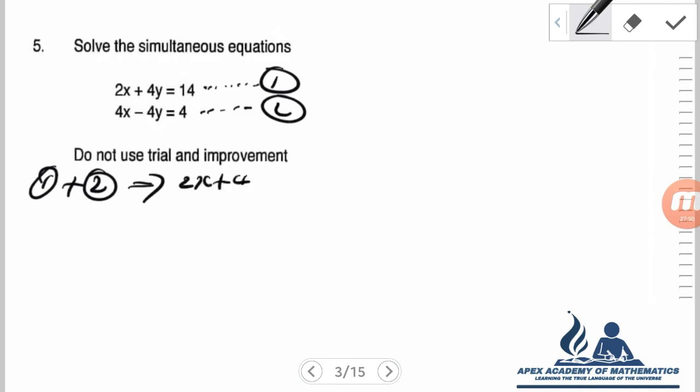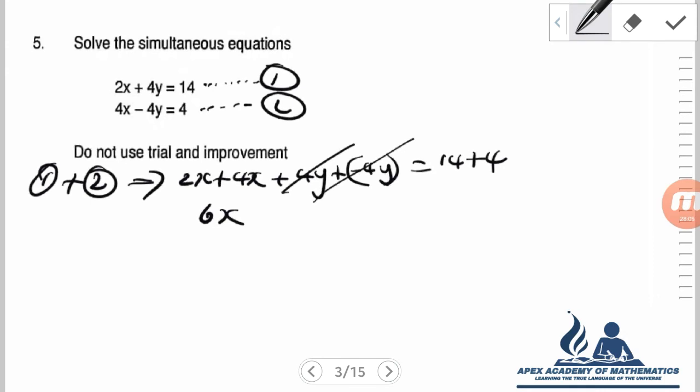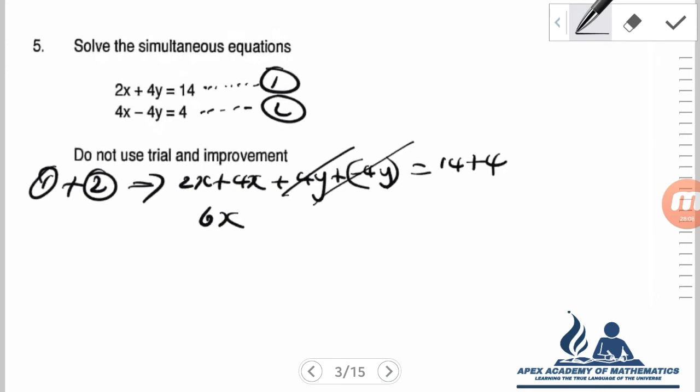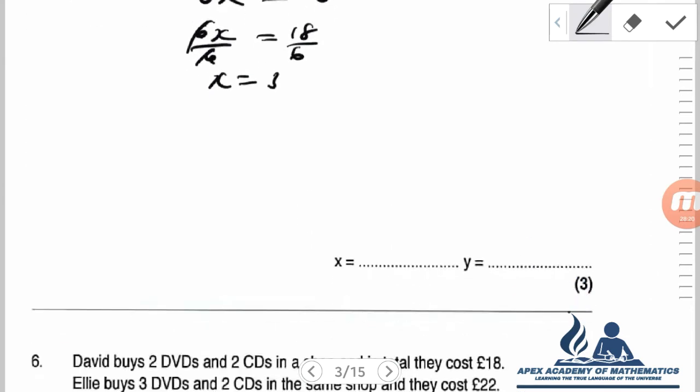Okay, so 2x plus 4x is 6x, and of course 4y plus negative 4y is 0, the additive inverse identity, and of course 14 plus 4 is going to give me 18. So if I simply divide both sides by 6, I'm going to easily get x to be equal to 3. Okay, so that did not take too long to work out. All right, and I'm sure that by the time you get to this level, you should be able to work the question as fast and as efficiently as I just did.